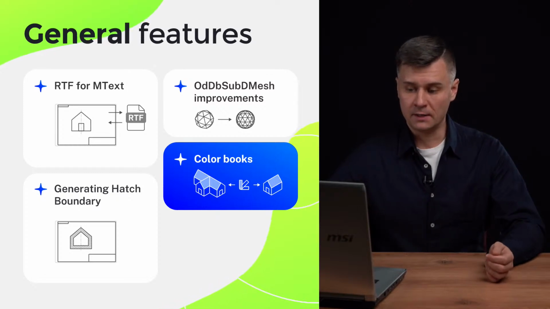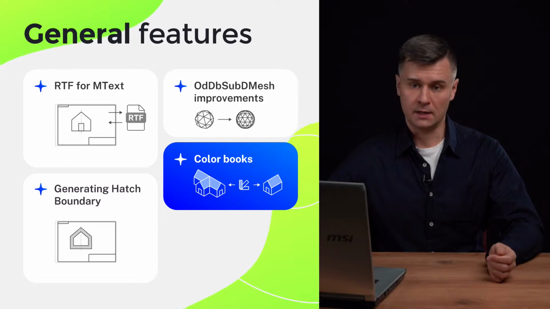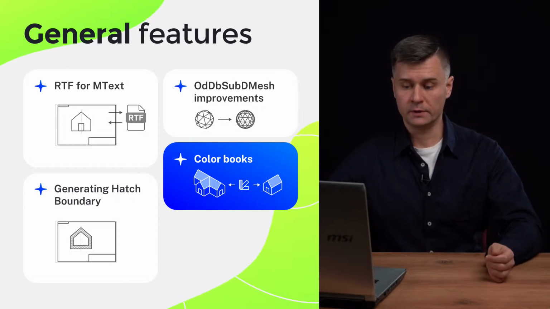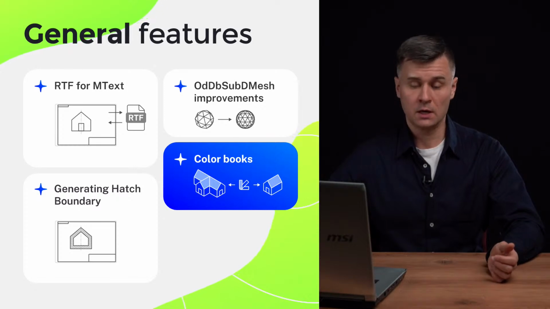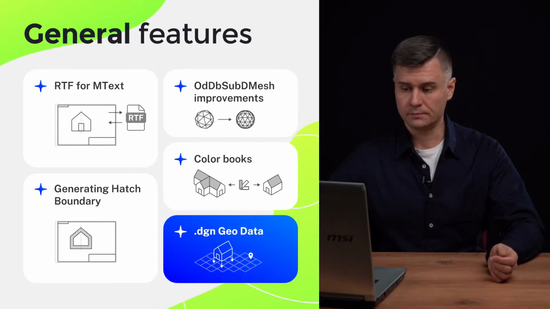Color books are provided as separate XML text files, so they are easy to distribute with DWG. The open XML format makes it easy to create custom color books. The ODA API allows you to read custom color books and color books supplied by AutoCAD.